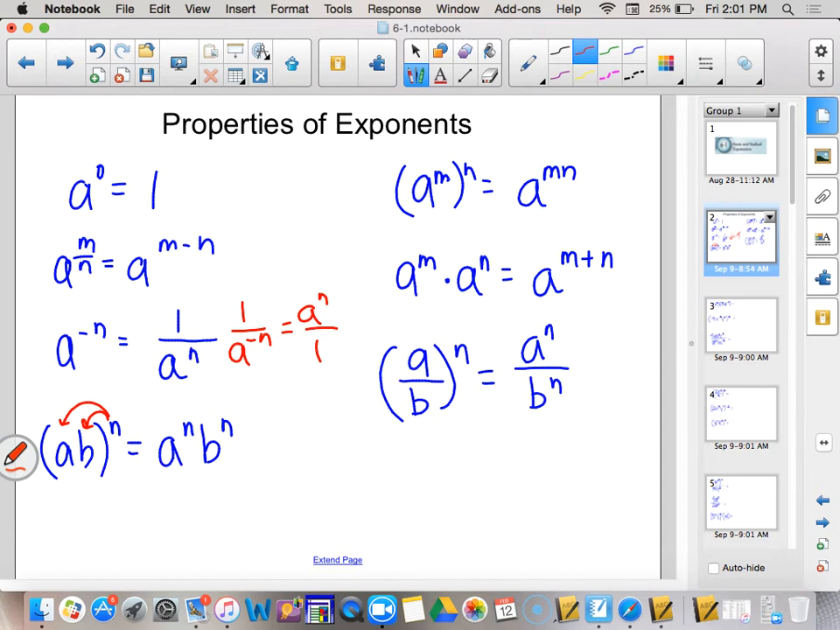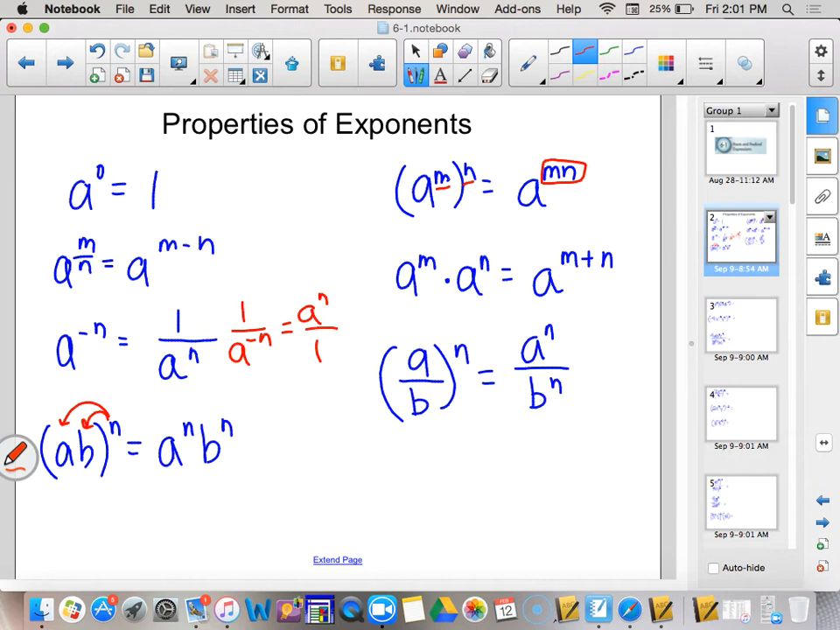Up here, I have a to the m raised to the n. So I have a power raised to another power. That means that I'm going to take my two exponents, and I'm going to multiply them together. And then I have a to the m times a to the n. So if I'm multiplying them, I'm going to add them.